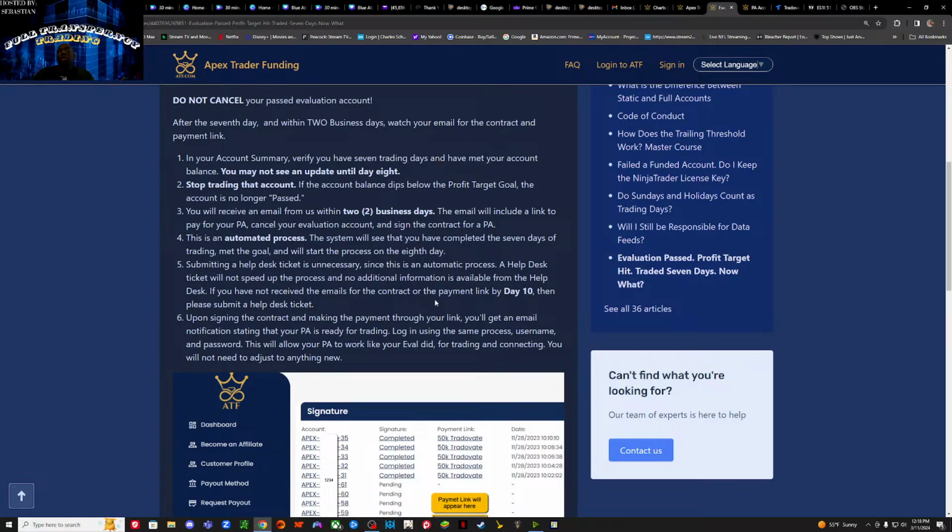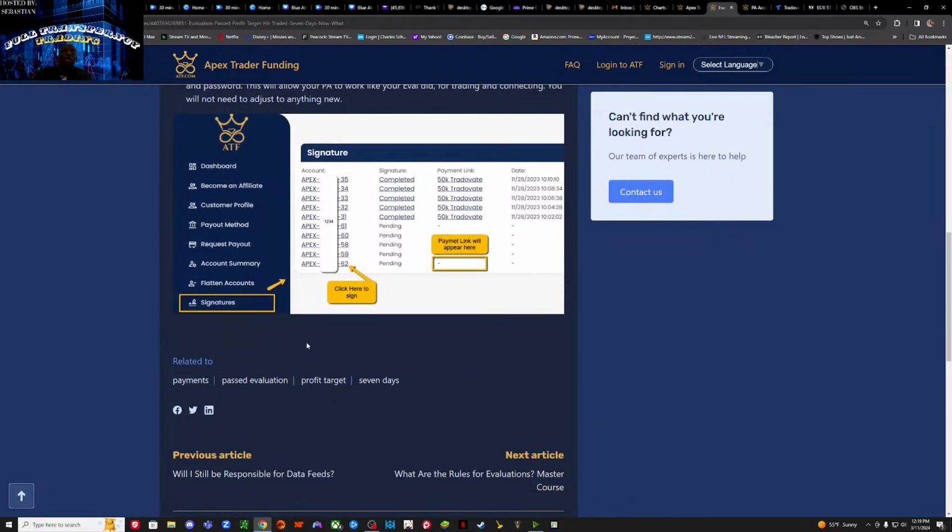If you have not received your email, the contract and the payment link by day 10, then you submit your help desk ticket. Upon signing your contract and making the payment through your link, you will get an email notification stating that a PA, which stands for performance account, is ready for trading. Log in using the exact same credentials that you use for your other account, which is why you're going to delete the practice account, because your performance account is going to take over your old account, so that it can work just like the eval did for trading and connecting. You will not need to adjust anything new. So that's the end of that one right there.